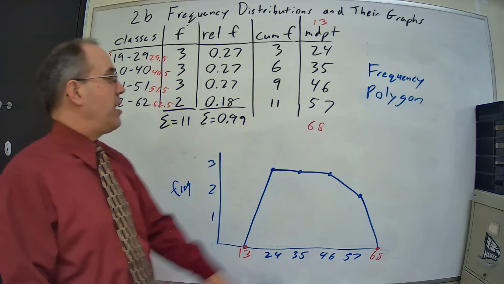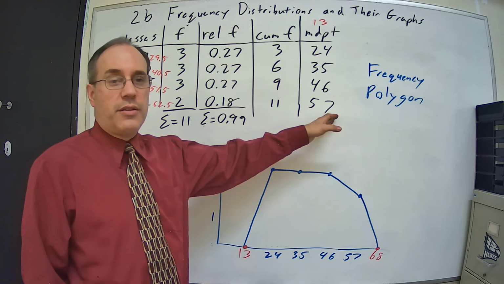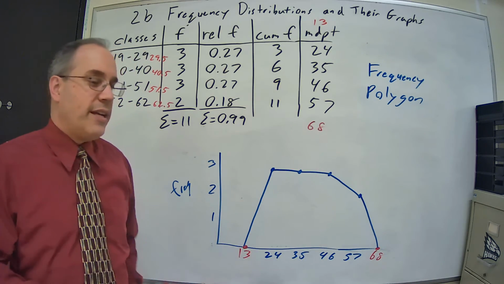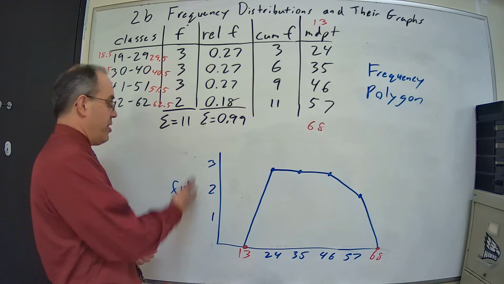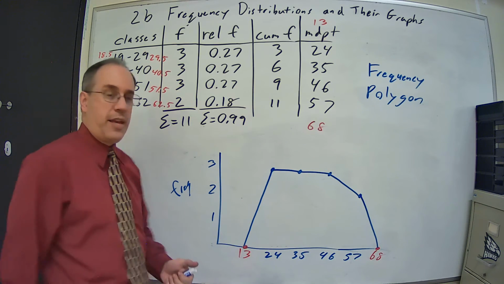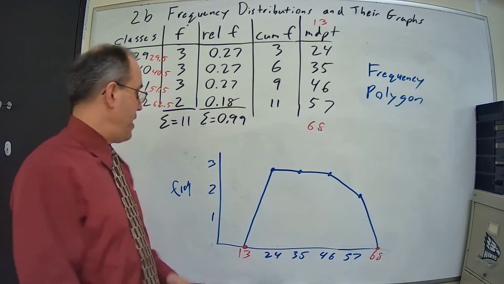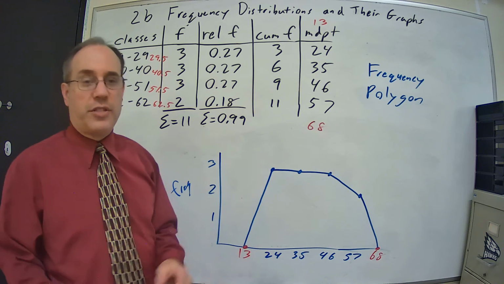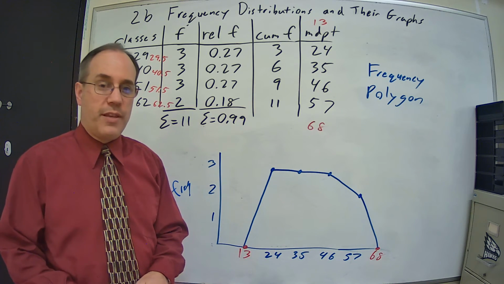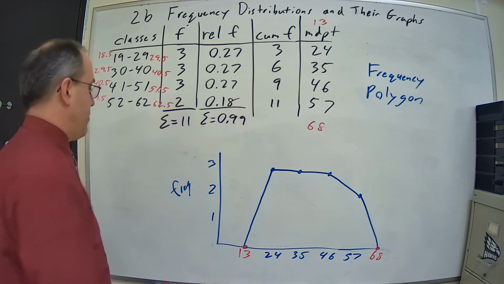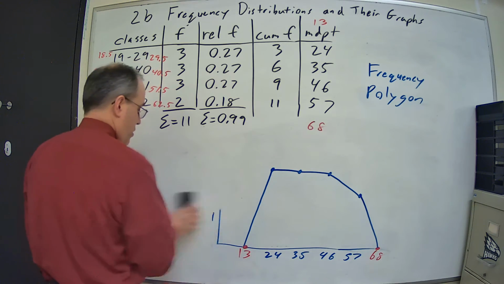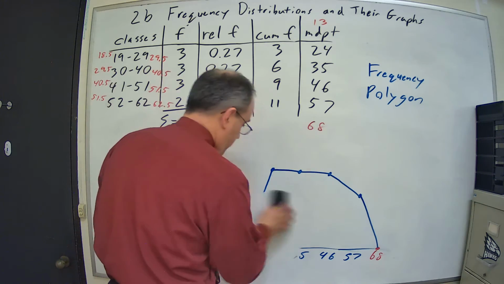Frequency polygons always have to use the midpoint, and we are not going to deal with relative frequency polygons. Technically, you could do it. You could put relative frequencies and do the same thing, but we're not going to deal with that. We're going to deal only with frequency polygons. So that's another type of graph that we can do for quantitative data. We're going to do one more here.